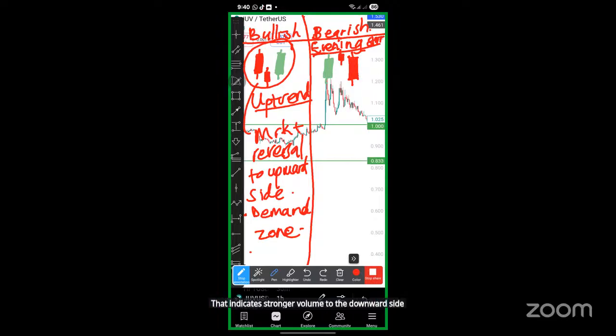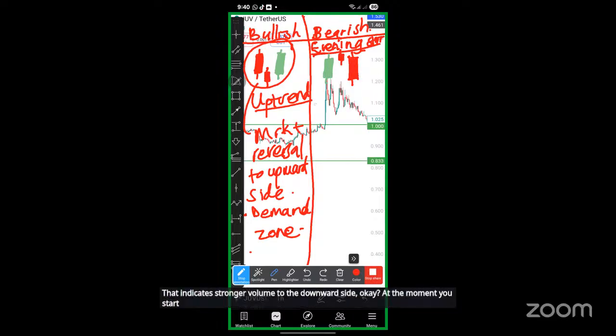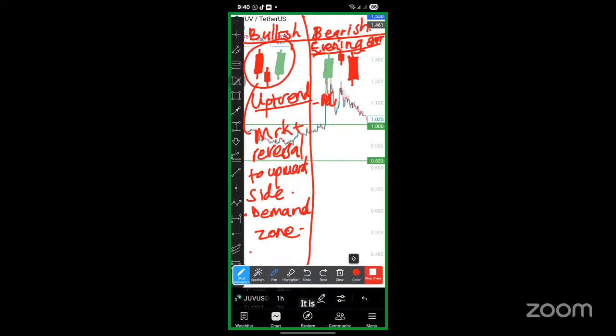Okay. And the evening star is a market reversal signal to the downward side.